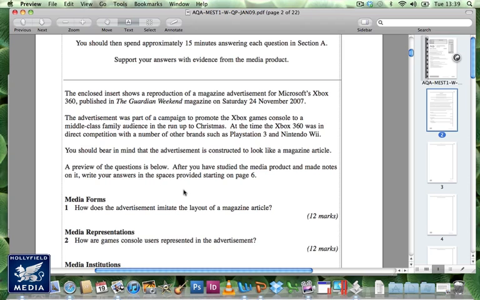A preview of the question is below. After you study the media product, make notes on it, write your answers in the space provided. And then we'll go through the questions separately later. But there's a lot of information there. We know the time, we know where it's been placed, we know it's an advertisement, we know it's a large company, we know about the institution, we know who the target audience are. These are lots of information that's just been given to us in that small bit, so that's something you need to look at in your text. Go through it, make notes on those things that are important, because you're probably going to refer to them later. Okay?